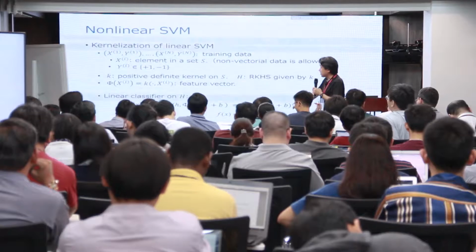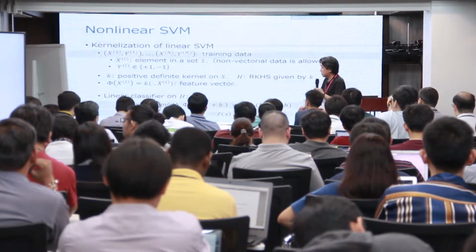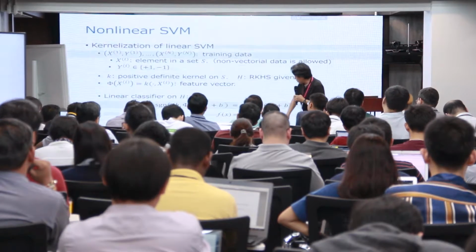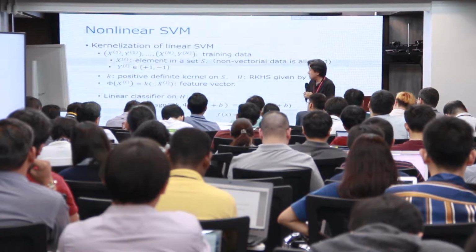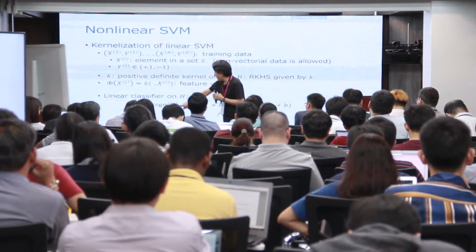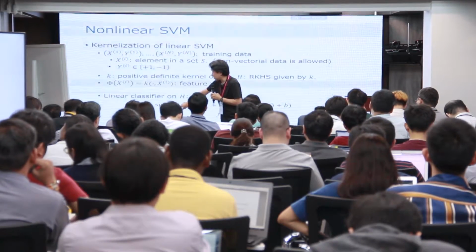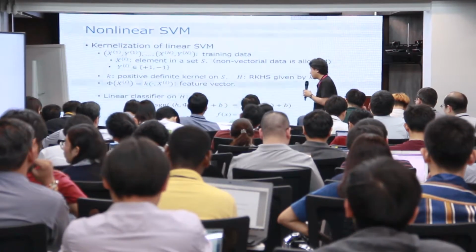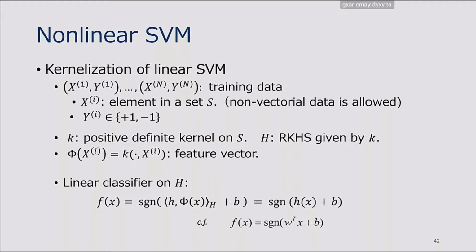So we can consider the linear classifier on the feature space. Instead of wx plus b, we have a vector h. This is a vector in the feature space, and the feature vector phi of x, and this expresses the inner product. This is just an extension of the Euclidean space to the feature space. This is our hyperplane on the feature space.